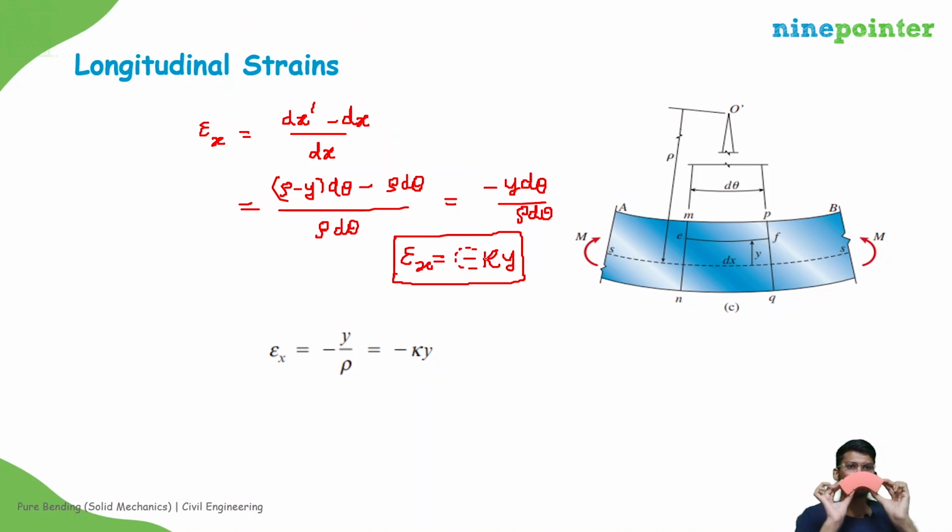But if you apply bending movements like this, now if the top portion is in elongation, then for that same value of y you will get kappa into y. So the value of strains changes with the different directional application of the bending moments, right? So never bother about the signs. First calculate the magnitude, then by intuition put the signs.